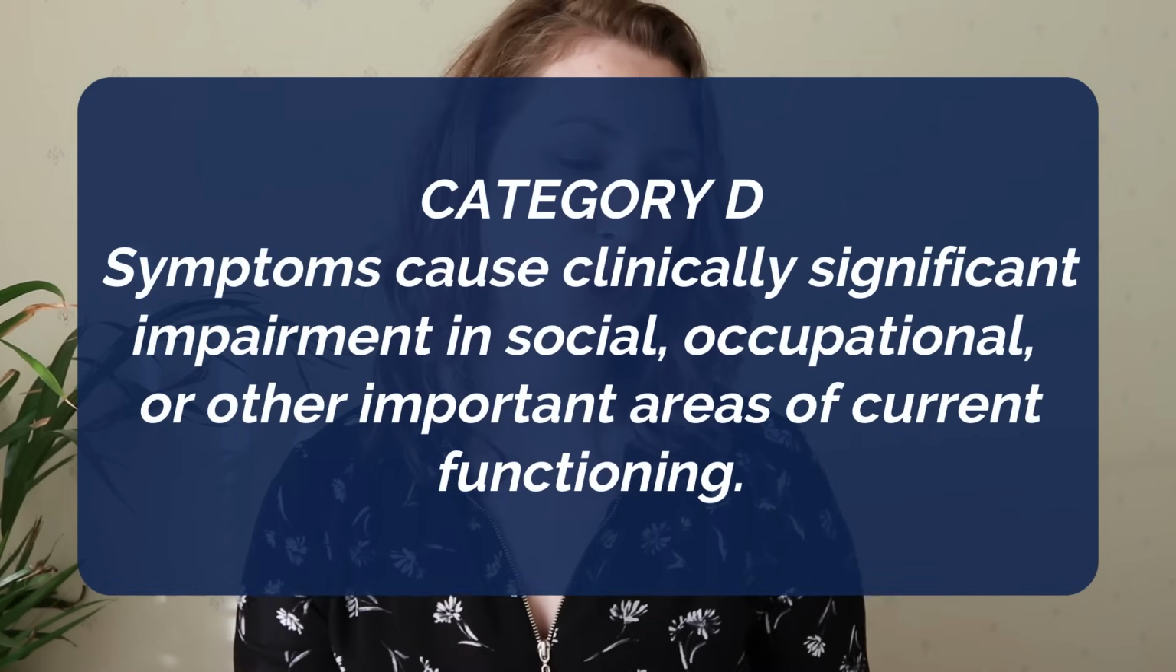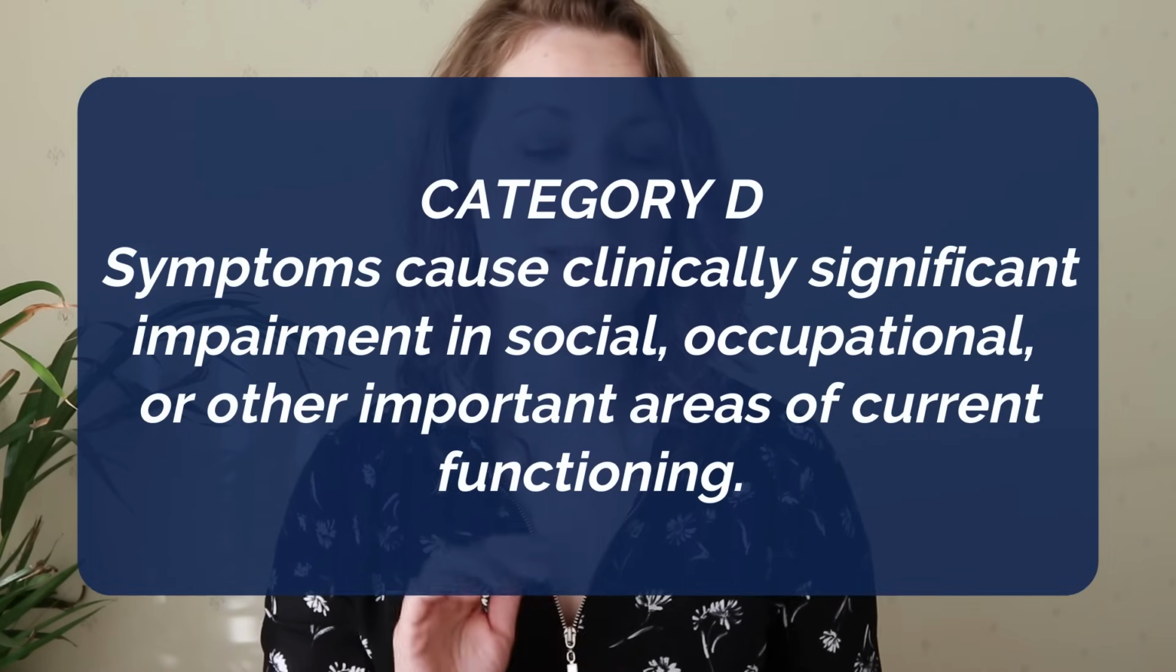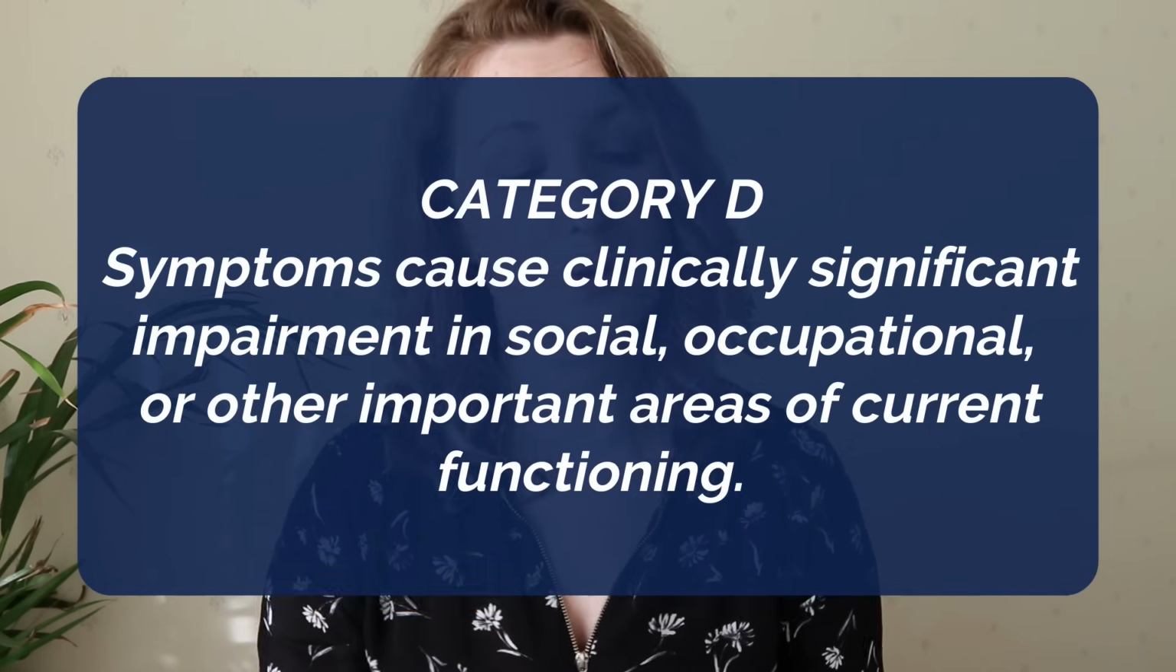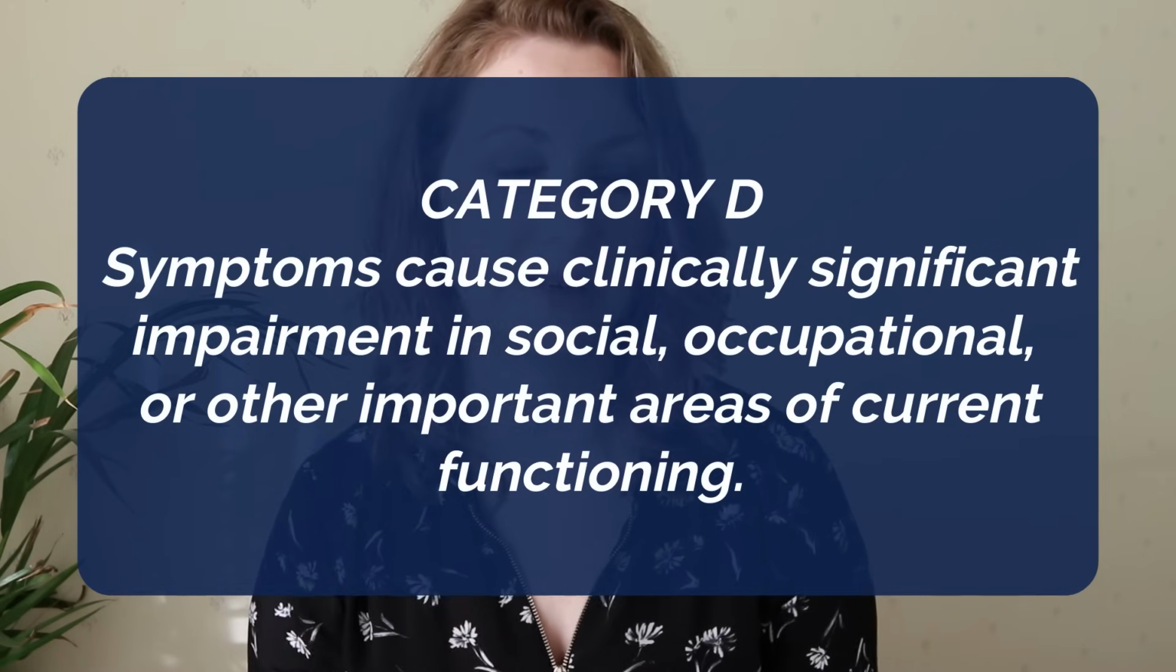Right, so we're on to category D, which is my least favourite of the categories, and you will soon see why. Symptoms cause clinically significant impairment in social, occupational, or other important areas of current functioning. So this is really the one that I think needs rethinking the most. You could agree with every single autistic trait or symptom, but because it doesn't cause distress, that means you're not autistic? That just doesn't seem very likely.